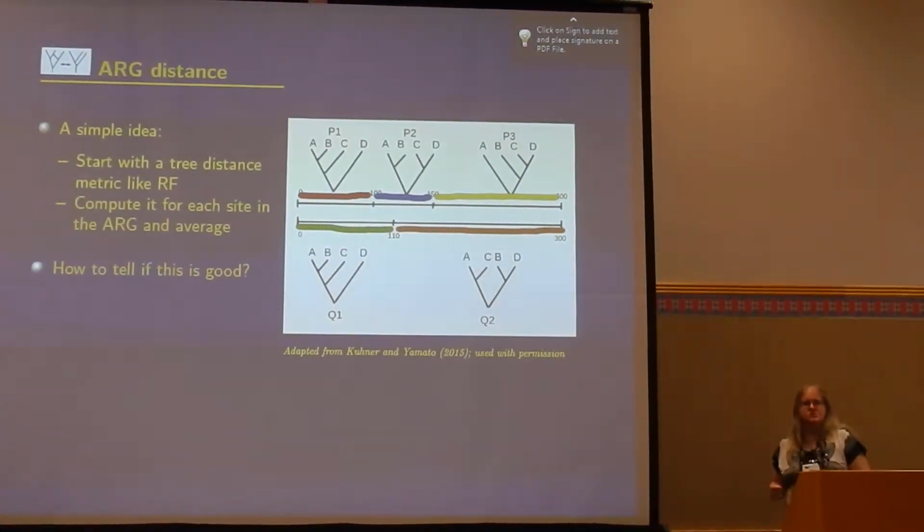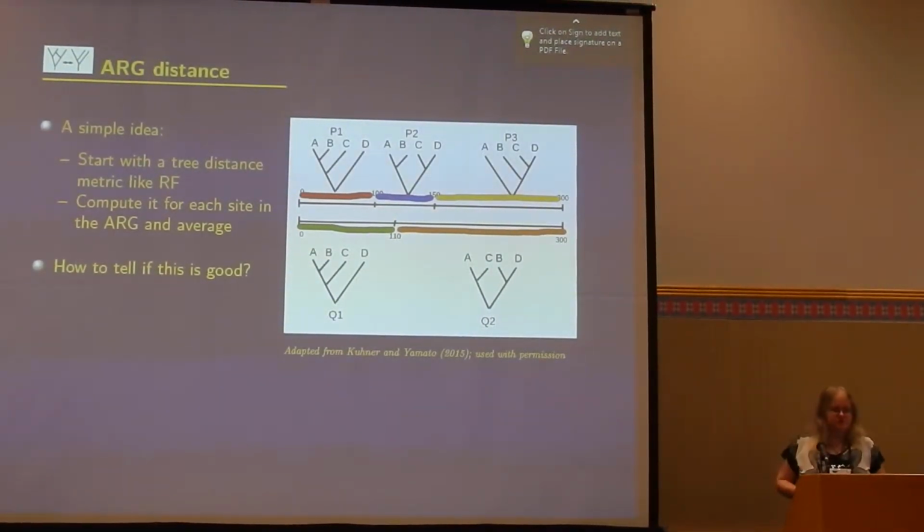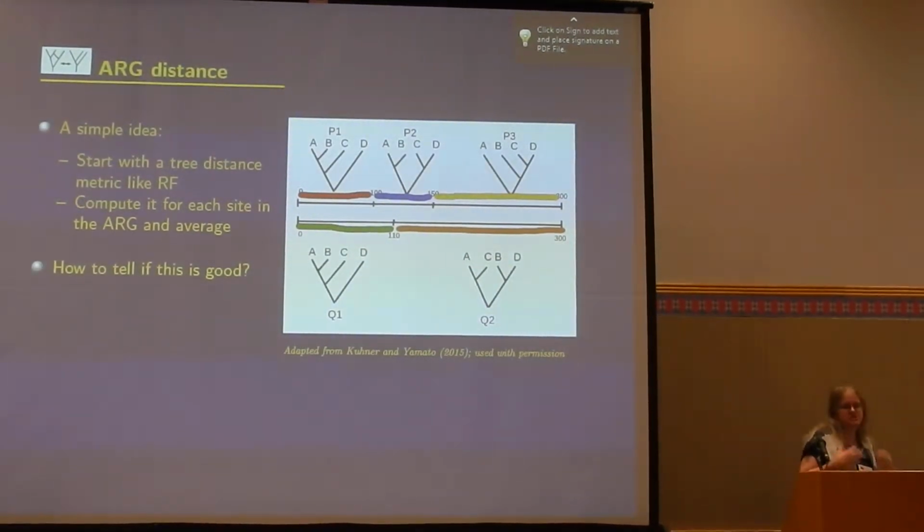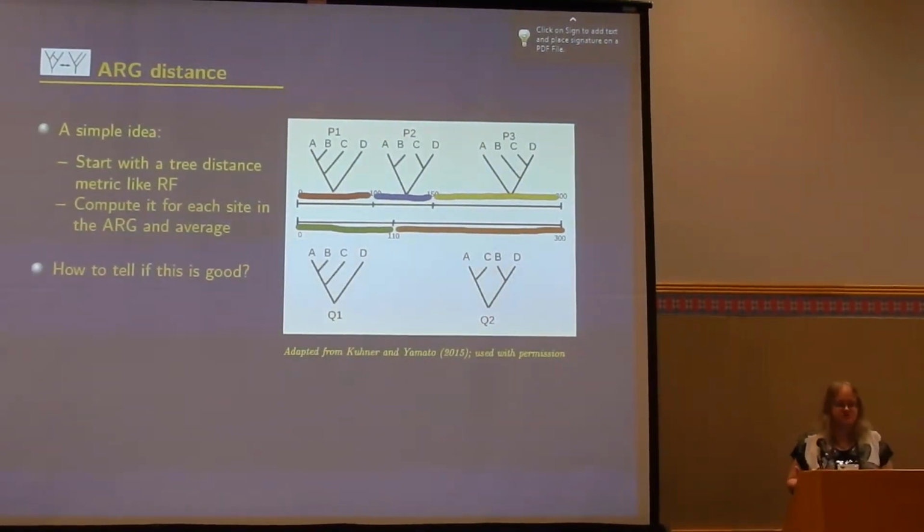For ARG distances, we went with just about the most naive approach possible. We're going to start with a tree distance metric, such as Robinson-Foulds or another distance metric of your choice.